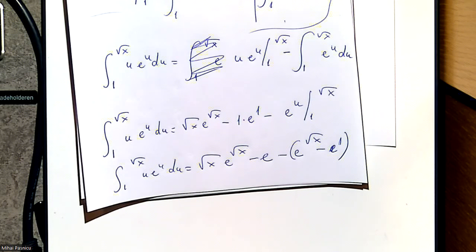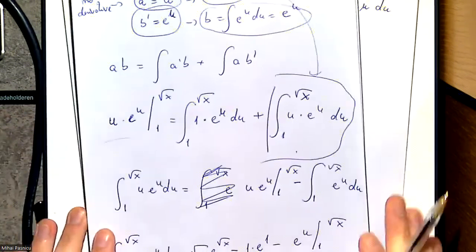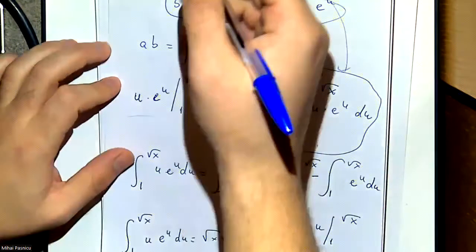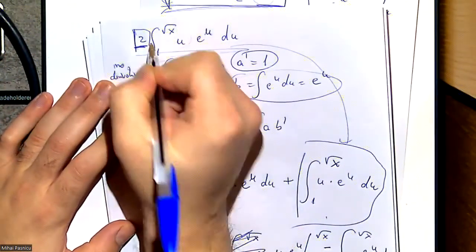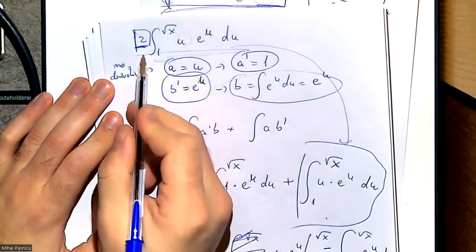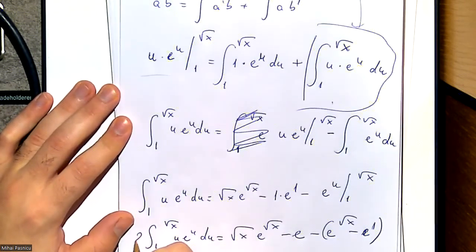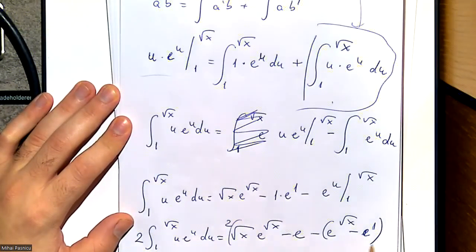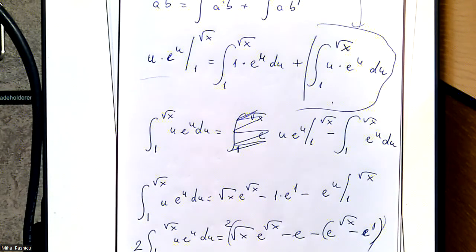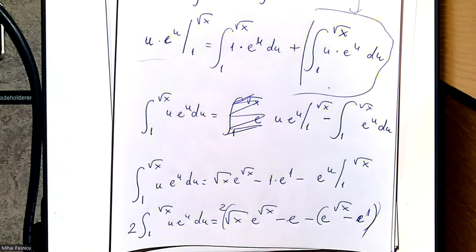Did I make a mistake? This one with the 2. Oh, I forgot the 2. Yes, of course, it's this 2 that they're talking about, this 2 over here. So if I computed this thing as being equal to this, then 2 times this thing is equal to 2 times this whole thing. As you can see, mistakes like this happen to the best of us. I would have probably gotten 9 out of 10 for this one, depending on how the grader is feeling.